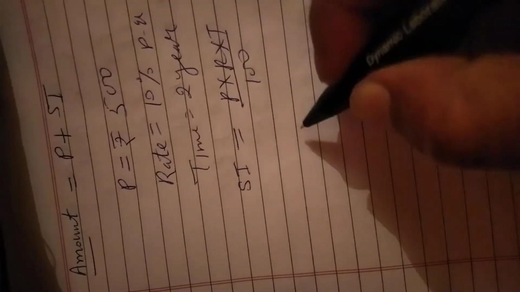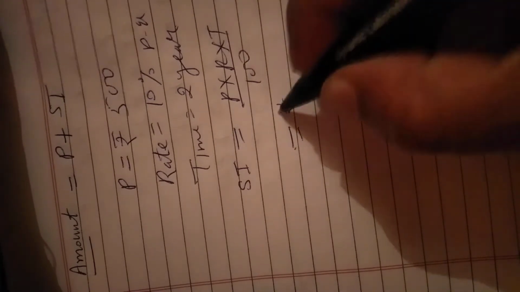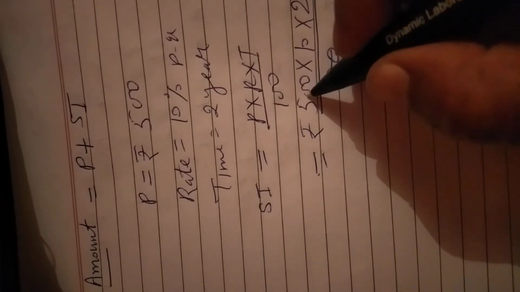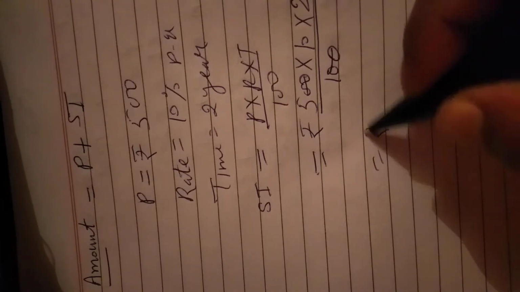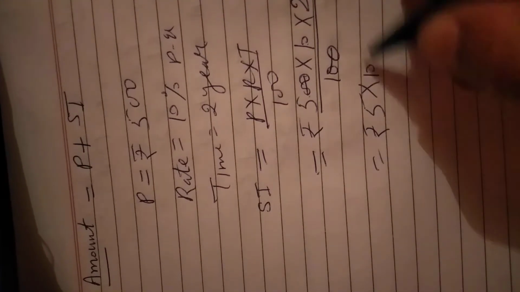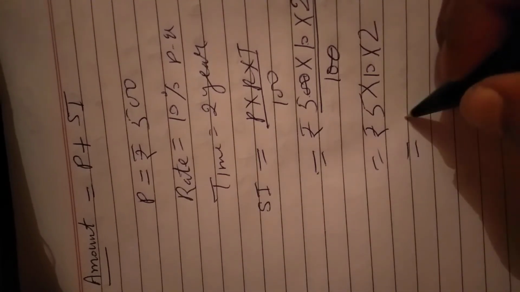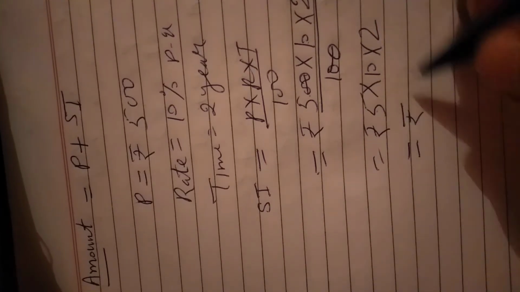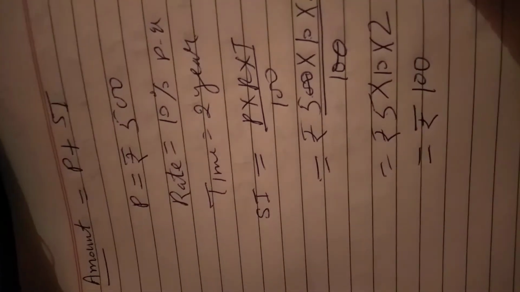So simple interest is principal into rate into time upon 100. So principal is 500 rupees multiplied by rate 10% into time 2 years upon 100. Now we will find the lowest term. What is left now? 5 multiplied by 10 multiplied by 2. So what is the simple interest I will get back after 2 years? That is 5 times 10 is 50, times 2 is 100 rupees.